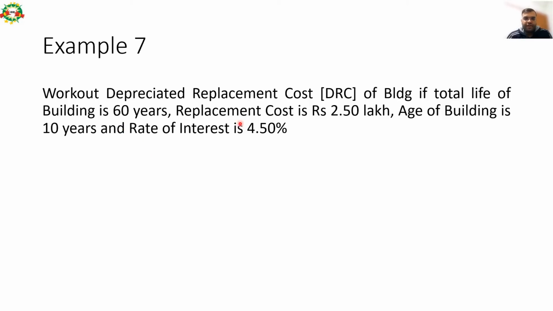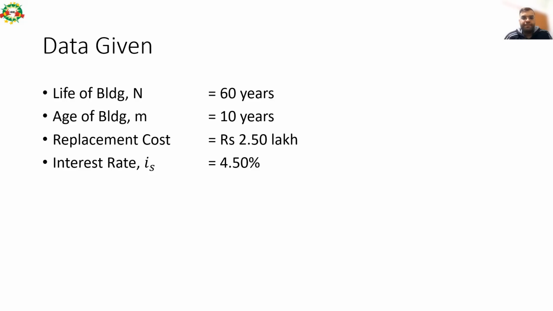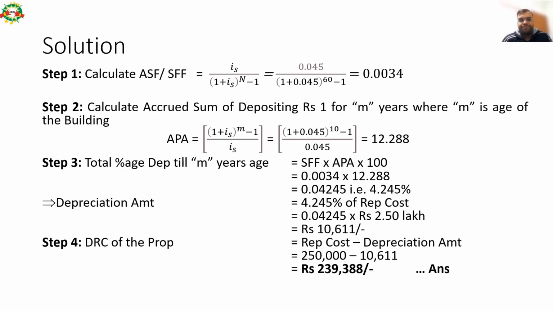Work out depreciated replacement cost, DRC. The examiner may also use the word DRC. Of a building, if the total life of the building n is 60 years, replacement cost is 2.5 lakh, age of the building is 10 years, and rate of interest is 4.5%. So the life of the building, age of the building, replacement cost, and interest rate IS are all given.